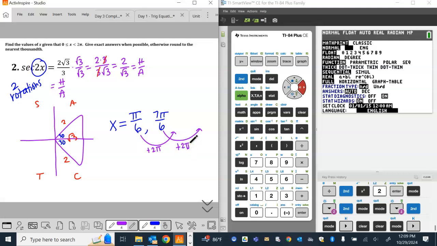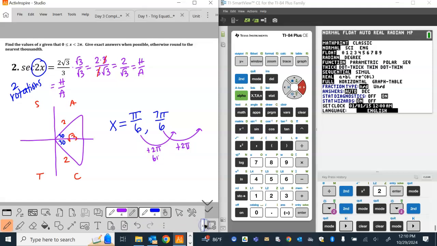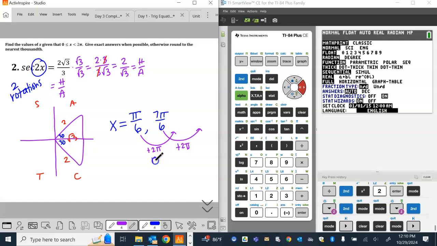Now think, if it's 2 pi and I need a 6 as my denominator, I'm going to make that 12 pi over 6. Okay, so 1 pi over 6 plus 12 pi over 6 is going to give me 13 pi over 6. And then again, 7 pi over 6 plus 12 pi over 6 is going to give you 23 pi over 6. So first I'm adding 2 pi to each of my angles.